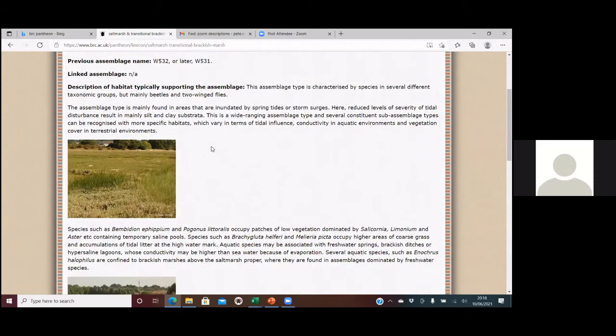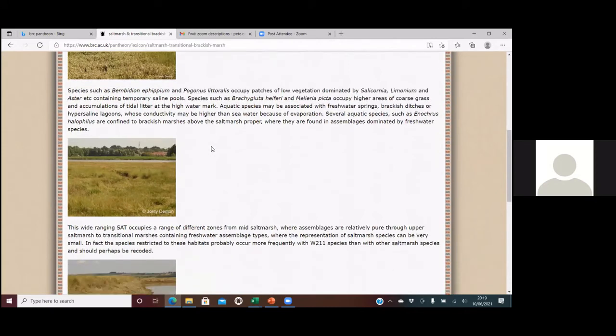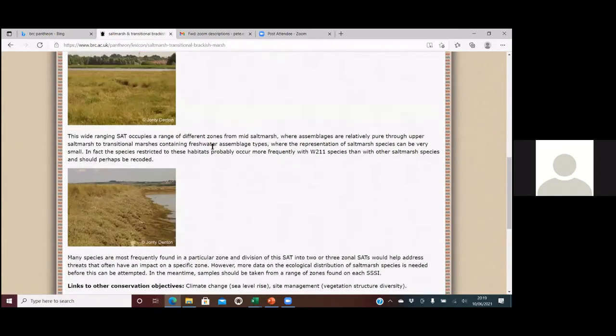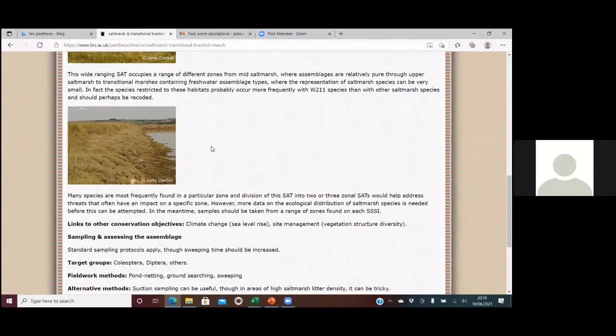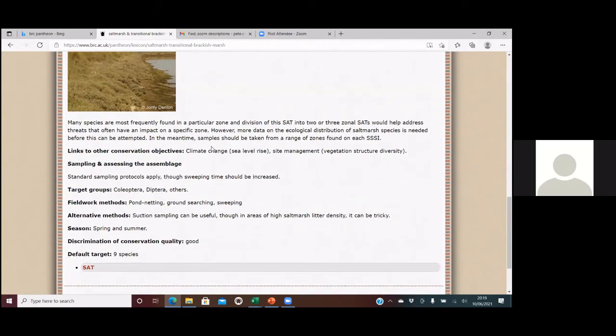So it does help if you understand what you're aiming at before you start. Some ecological information about some of the species that are found in this particular assemblage. Some photographs of typical bits of habitat that you might survey. And as with the others, sampling and assessing the assemblage gives us a little bit of information about the target groups, fieldwork methods, alternative methods, when to do it.